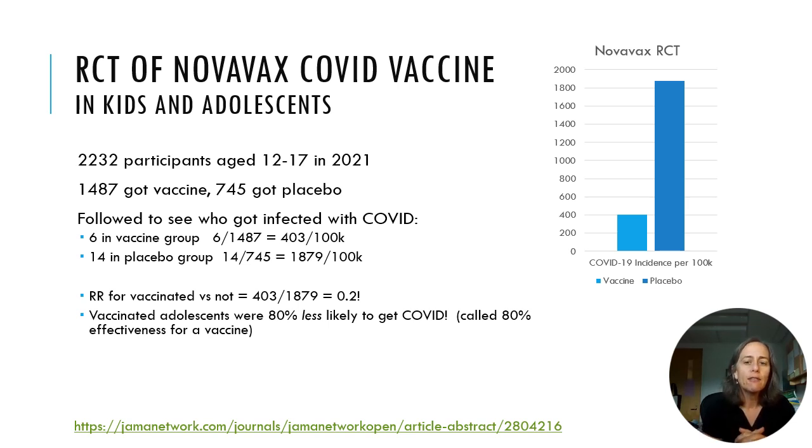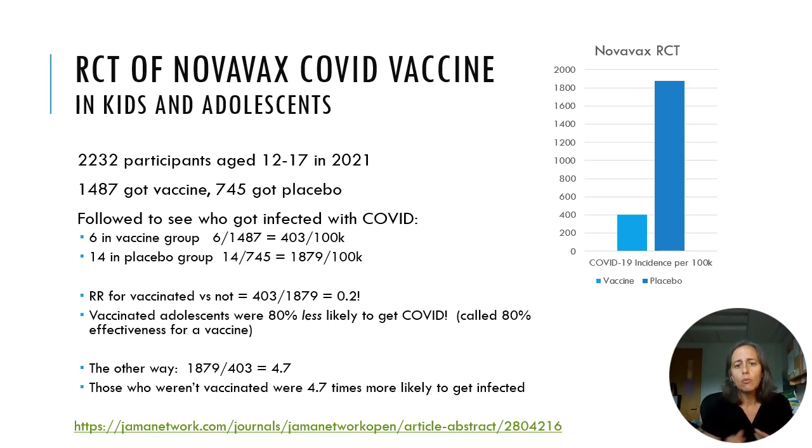So if you look at the vaccine as a protective intervention, then the relative risk is 0.2. It reduces risk by 80%. You can flip it and say, well, being unvaccinated is a risk factor that increases your likelihood of disease, right? You can flip the numbers, and that's 4.7. So the unvaccinated kids were 4.7 times more likely to get infected, if we were looking at that as a risk factor for disease.